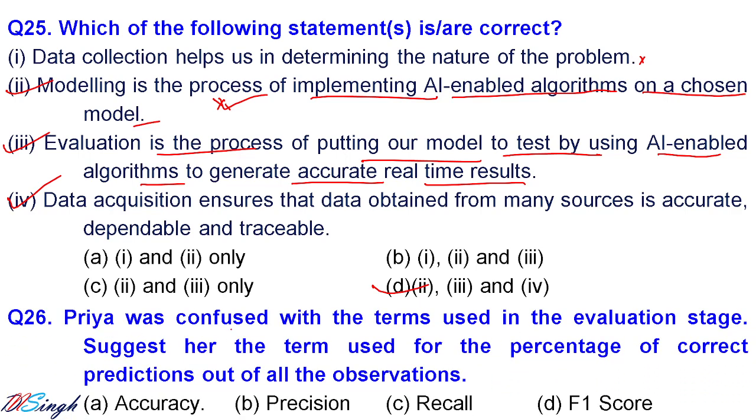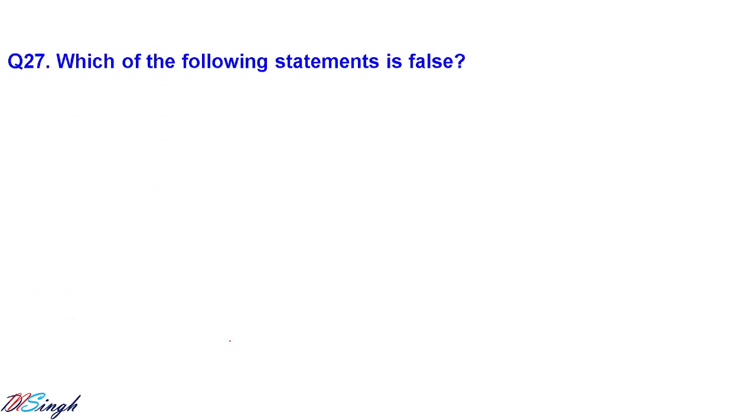Priya is confused with the term used in the evaluation stage. Suggest to her the term used for the percentage of correct predictions out of all observations. This is the definition of accuracy. Okay, so the percentage of correct predictions out of all observations is called what? Accuracy. You have to learn by heart the definitions of accuracy, precision and recall. Definitely you are going to get one question from there. Okay, let us go to the next question.